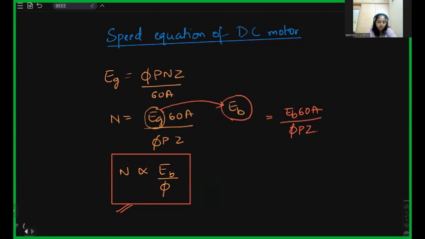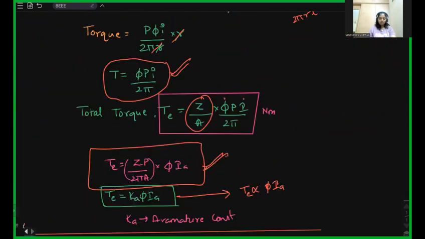Let us see. Eg equals phi P N Z by 60A, and N equals Eg 60A by phi P Z. Here we need to note that Eg is basically Eb. Eg is the EMF generated, but the speed of the motor depends on the backward EMF. So what is backward EMF? Let us see a small explanation on that.